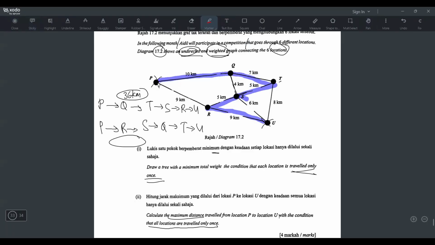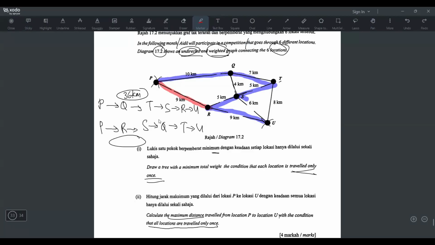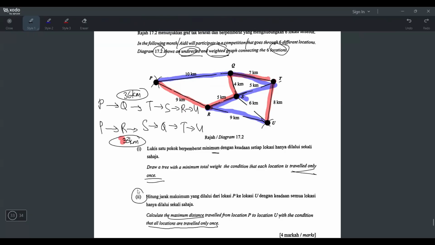And then the other one, let's use red color. Okay, this one is the path from P to R, and then R to S, S to Q, Q to T, and then T to U. Okay, so plus everything, 9 plus 5 plus 4 plus 7 plus 8. Okay, the answer is 33 kilometers. Okay, so now we can do question number 2.